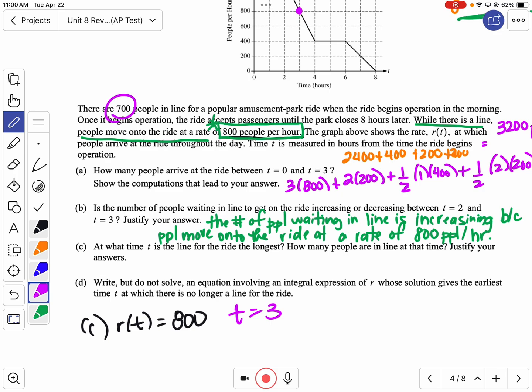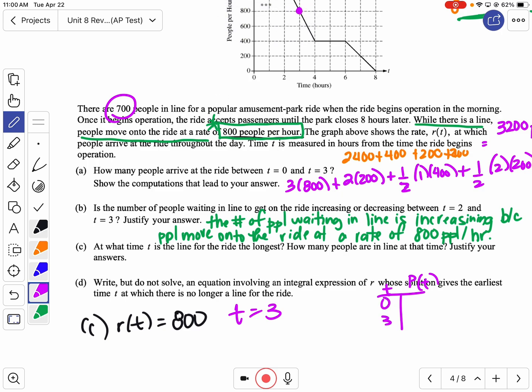We got our 700? Yeah, okay. And so then if we added in everything else, we'd have 700 to start at 0. No, I can't really call it RT. I don't know what I'm going to call it. Let's call it P of T, people.